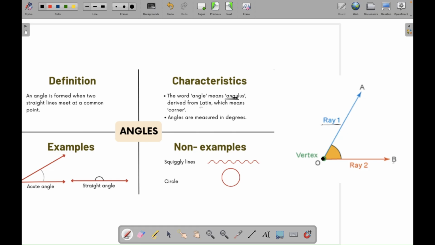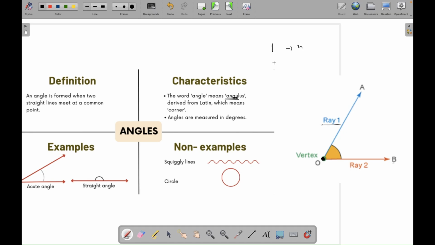So this word angulus was derived from the Latin word which means corner. And you can see that this is a corner, right? Being formed because of these two lines. So that is what we mean by angle. Angle means corner.